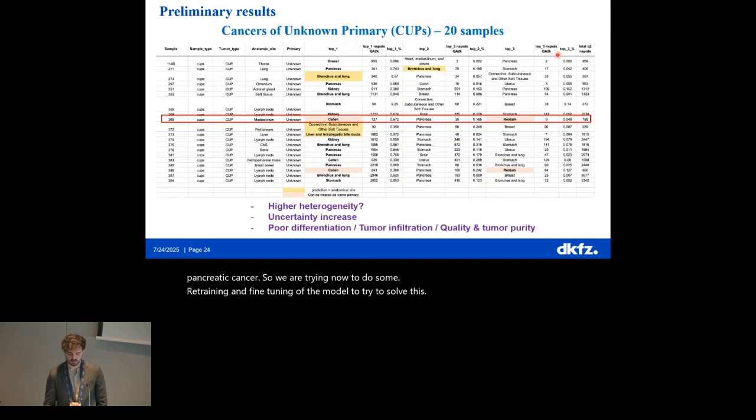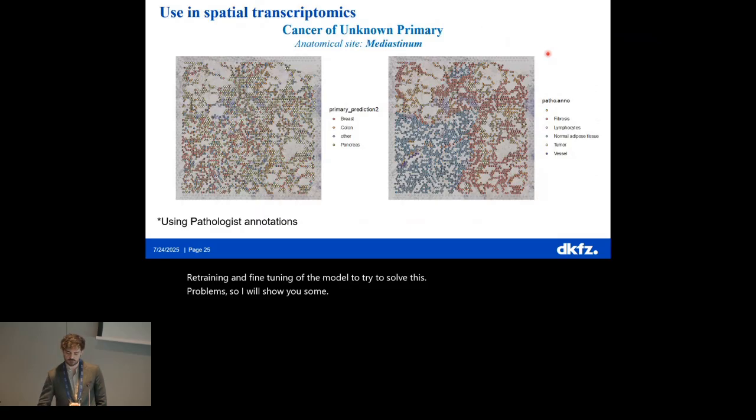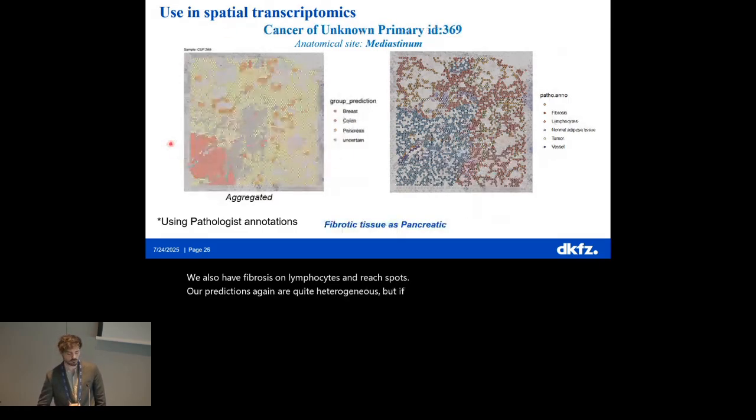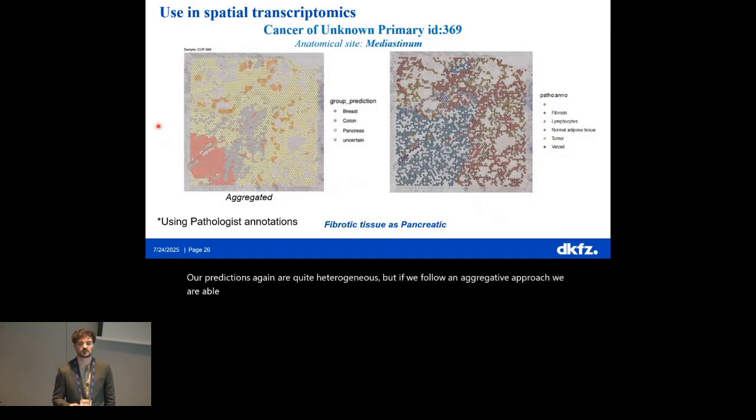So I will show you some additional samples. Here we have a quite complex structure in which we have healthy tissue, small patches of tumor infiltrated, we also have fibrosis and lymphocyte-enriched spots. Our predictions, again, are quite heterogeneous, but if we follow an aggregative approach, we are able to discover some of the structures that were also annotated by the pathologists.